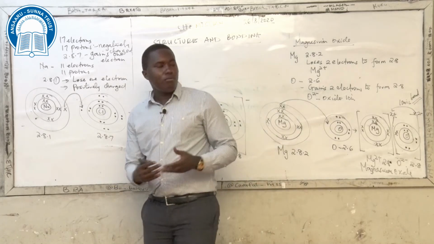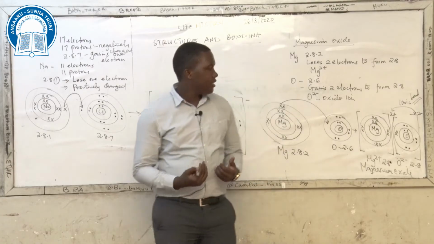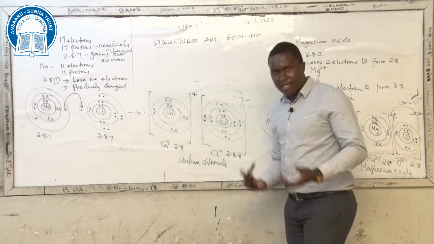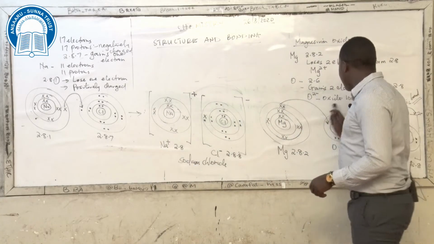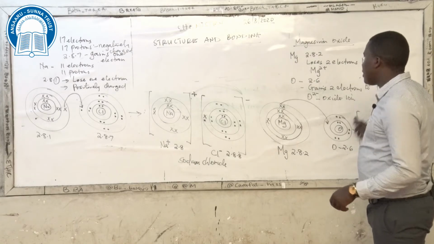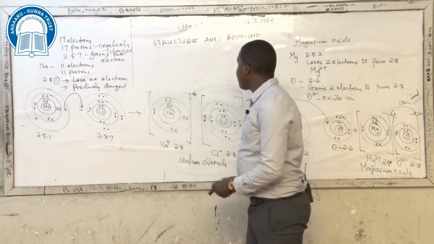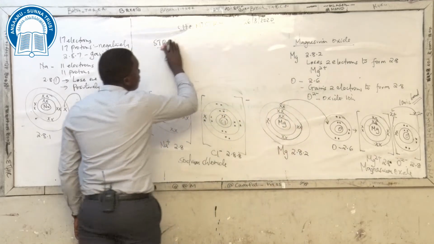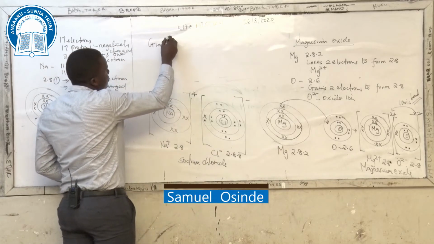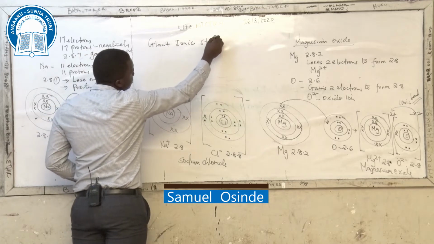So when you form many bonds, you can end up with a structure. When you have bonds in a regular pattern, you can form a structure. And for covalent bonding, we form a structure called giant covalent. For ionic bonding, we form a structure called a giant ionic structure.